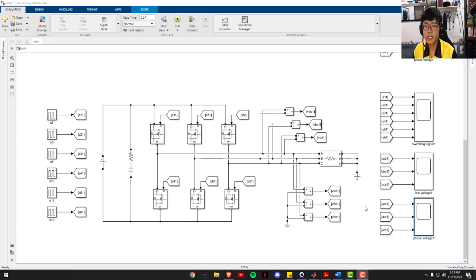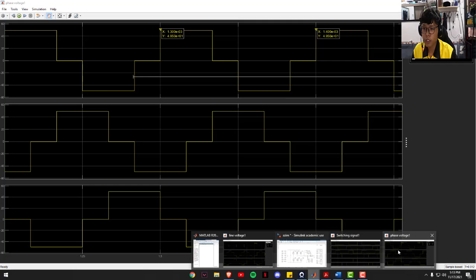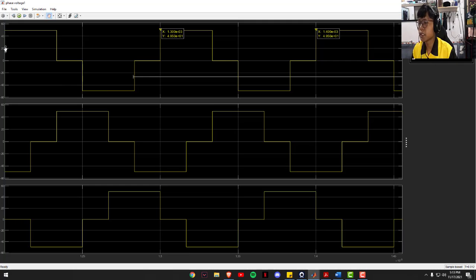Okay, for the next parameter, we go to the phase voltage, which is VAN, VBN, and VCN. I already ran it earlier, and here is the phase voltage. As we can see here, the output voltage is at 50 volt, this is negative 50 volt, and 0. I'm sorry, not 50 volt. From the peak finder, we can see that the voltage is 4.95, which equals 49.5 volt. Same goes here, negative 49.5 volt, and then this is 0 volt.